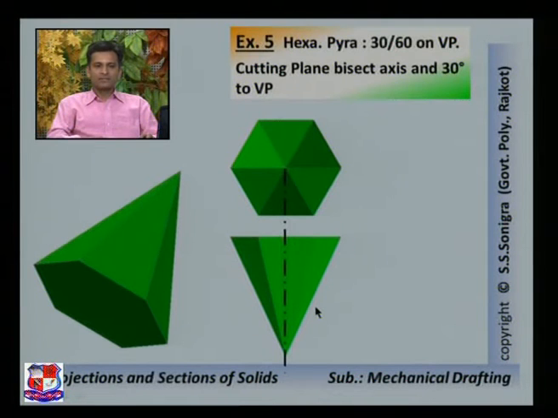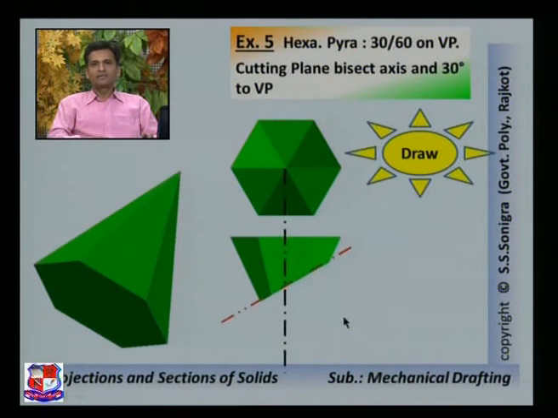Draw the axis of this solid, and here the cutting plane line bisects the axis. So find out the midpoint of this axis. It would be somewhere here, and from that midpoint draw a cutting plane line at an angle of 30 degrees to the XY line, because for the top view this XY line is VP. So this is the cutting plane. Now this is the removed portion. You can see here, if we cut this, this is the removed portion.